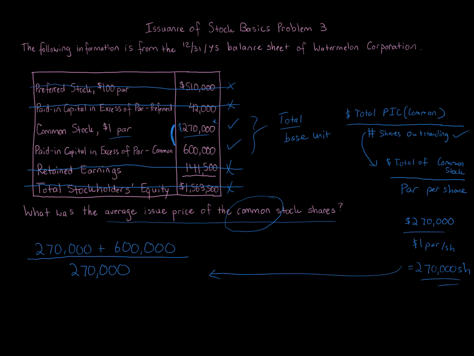So we do some addition. This is going to be $870,000 divided by 270,000 shares. Put the correct measurement, so that's dollars, and this is shares. And when you calculate that, you're going to get $3.22 per share. And you have just found the average issue price of the common stock shares. Pretty interesting, right? You can calculate that just by looking at the paid in capital section of the stockholders' equity section of the balance sheet. Just by looking at the information given to you, you can calculate the average issue price of the common stock shares.